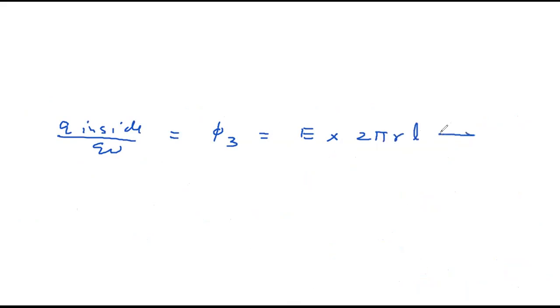So now I can say Q inside upon epsilon 0 will be only phi 3, which will be intensity E into the curved surface area 2 pi r of the Gaussian cylinder. Correct?